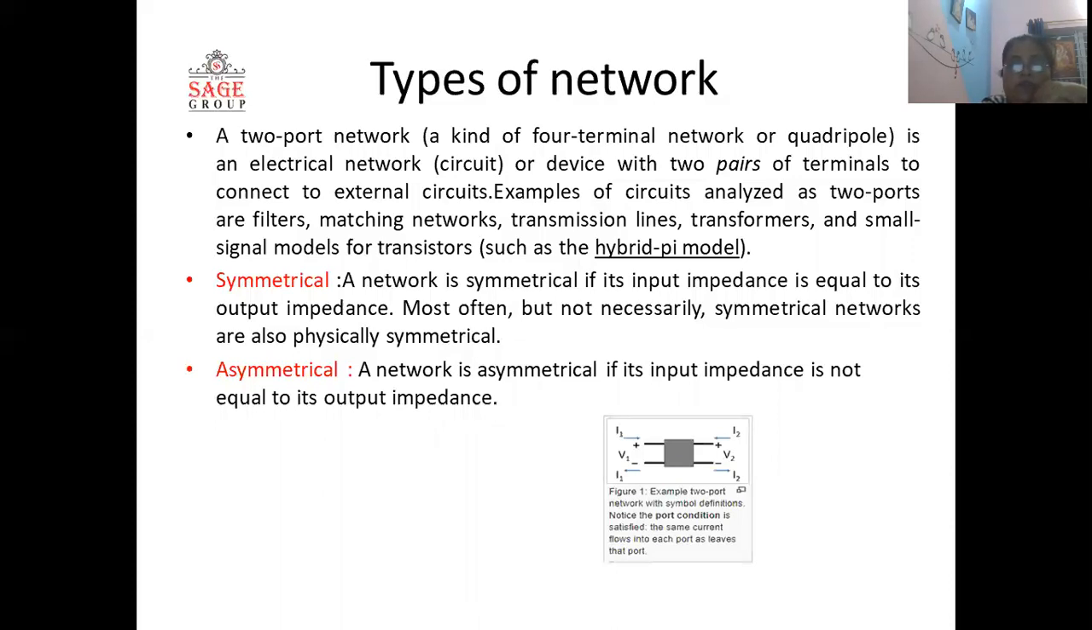There are two types of network. One is symmetrical network and the other one is asymmetrical network. A symmetrical network is a network if its input impedance is equal to its output impedance. Most often, but not necessarily, symmetrical networks are also physically symmetrical. An asymmetrical network is a network if its input impedance is not equal to its output impedance.